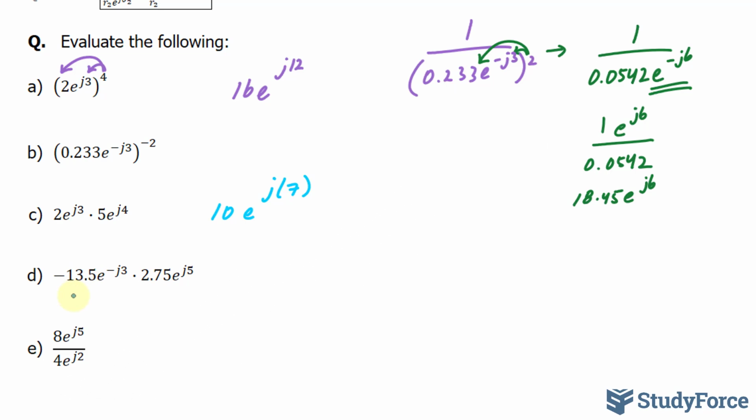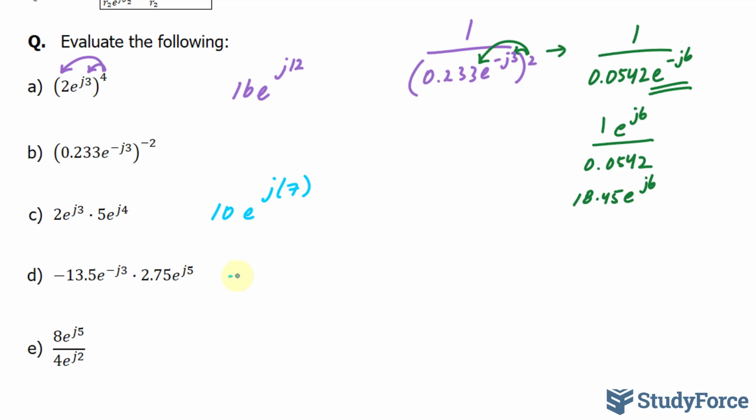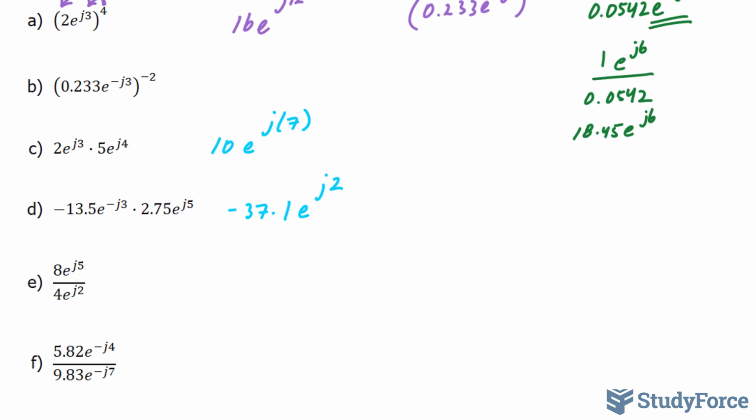Negative 13.5 times 2.75 gives us negative 37.12. Negative 37.1 e to the power of j, negative 3 plus 5 is positive 2, and that is your final answer for D. Let's move on to E and F.